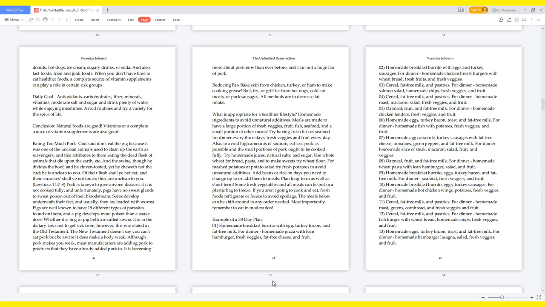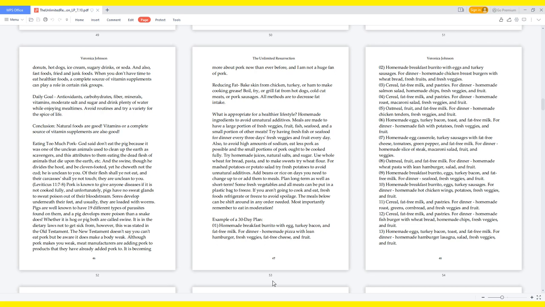It is in the dietary laws not to get sick, however, this was stated in the Old Testament. The New Testament doesn't say you can't eat pork, but be aware it does make a body weak. Although pork makes you weak, meat manufacturers are adding pork to products that they have already added pork to. It is becoming more about pork now than ever before, and I am not a huge fan of pork.